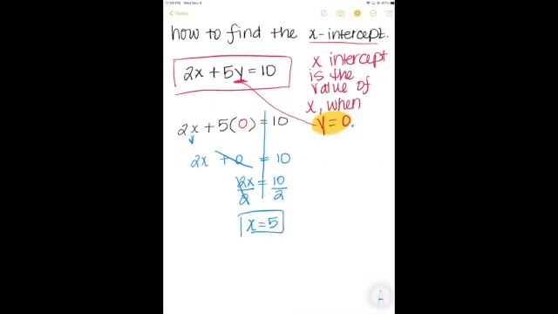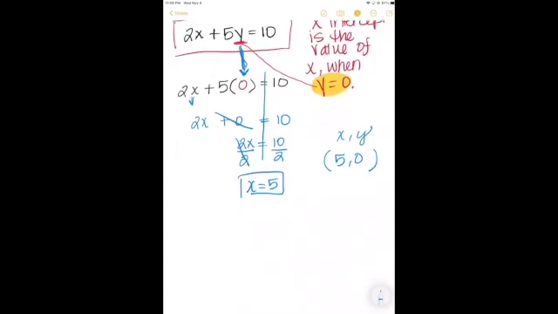When we are speaking in terms of intercepts, they are ordered pairs. So the ordered pair for the x-intercept would be 5 comma 0, because remember I put a 0 where y went, right? So let's go ahead and use the same equation to find the y-intercept.